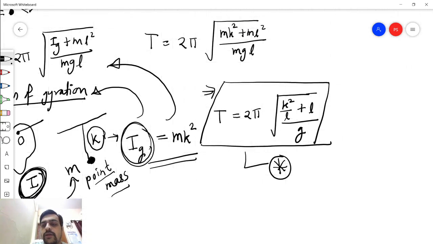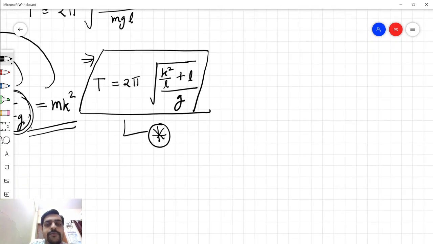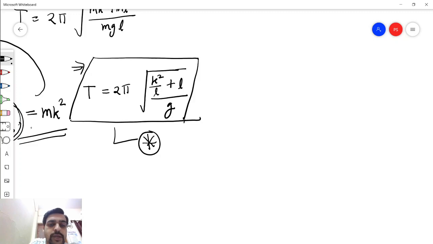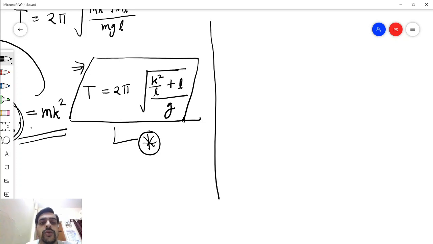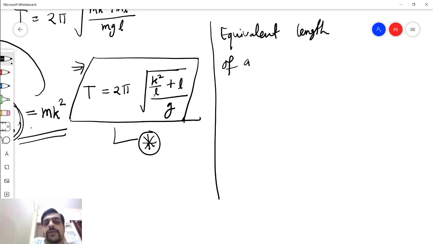So we will keep this in mind that though sometimes some formulae appear theoretically well, when we try to do some experiments, we have to modify accordingly. Okay, now we can introduce another term which is called the equivalent length of a simple pendulum.